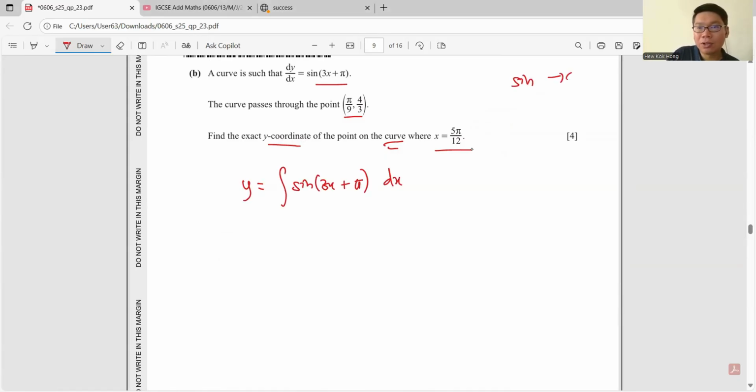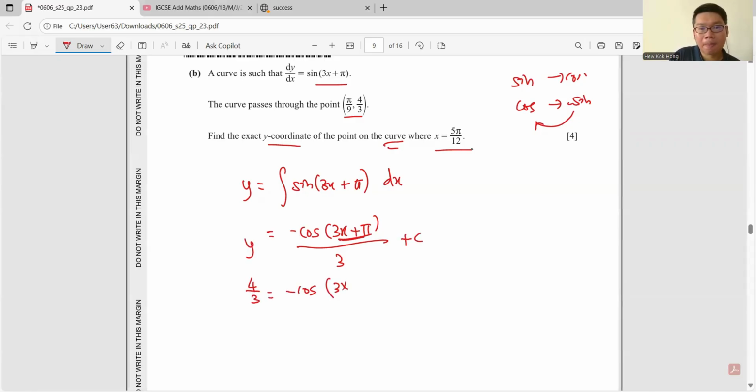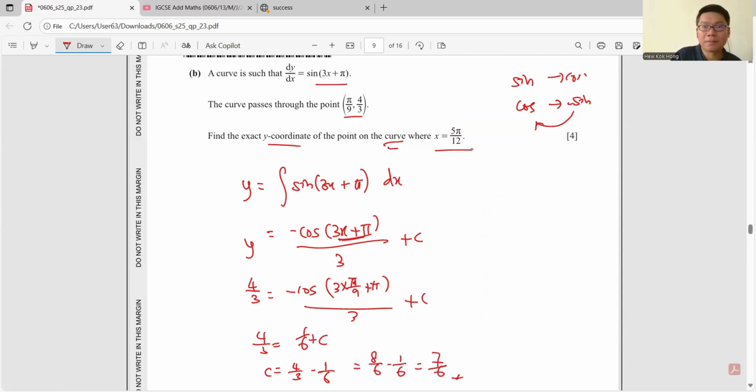We know differentiation sin becomes cos. Cos will become negative sin. So integration sin will change symbol to negative cos. Baby copy. Then we divide by the differentiation of this baby, which is 3, plus c. So we know y is this, x is this. And again, key in calculator. Here is 1/6. So c is 7/6. Then we can confirm my y equation.